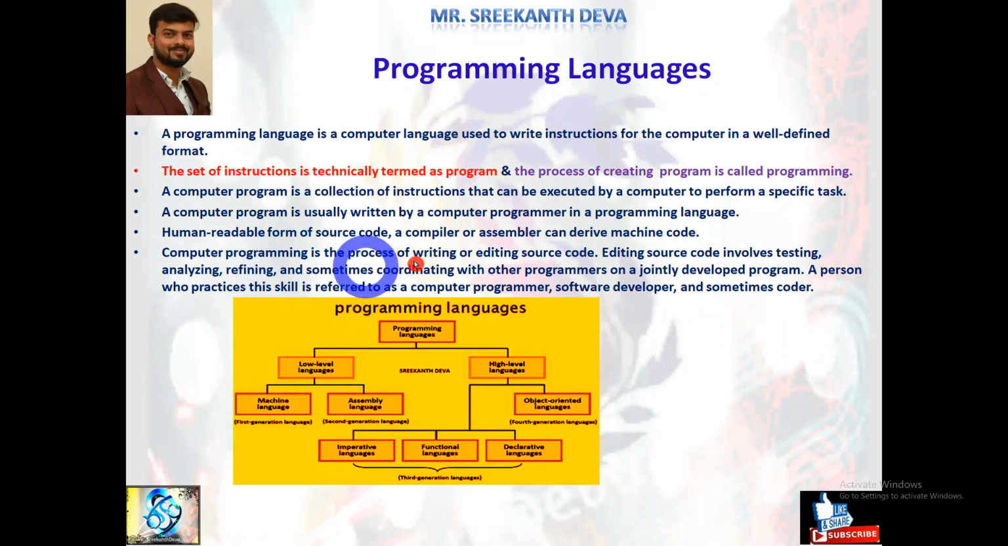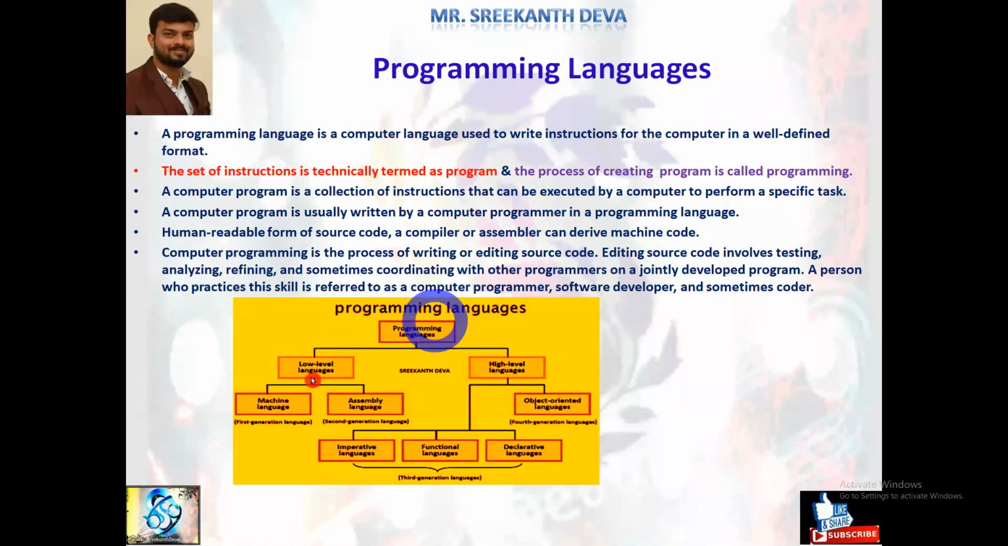Computer programming is the process of writing or editing source code. Editing source code involves testing, analyzing, refining, and sometimes coordinating with other programmers on a jointly developed program. A person who practices these skills is referred to as a computer programmer or software developer, and sometimes we may call a coder. Here you need to understand the several programming languages.